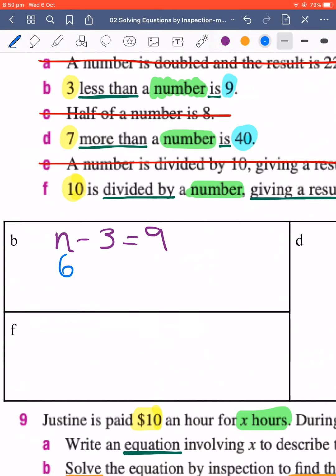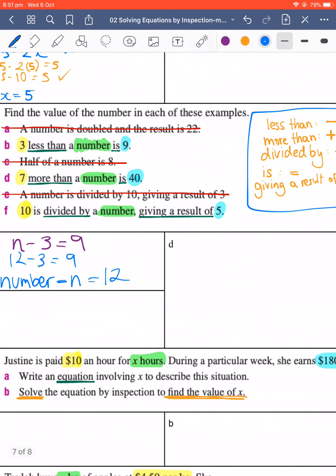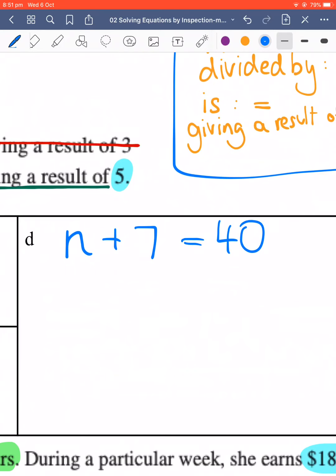So I'm going to try 6 minus 3. Nope, that doesn't equal 9. Let's try maybe 12. So 12 minus 3, yep, that equals 9. So my value for my number, which I've represented here as n, is actually 12. And then we keep going with our other questions. So I've done B, now I'm on to D. 7 more than a number. So let's make our number n, and it's 7 more than n, equals 40. Okay, so now let's have a go at actually playing around with it.